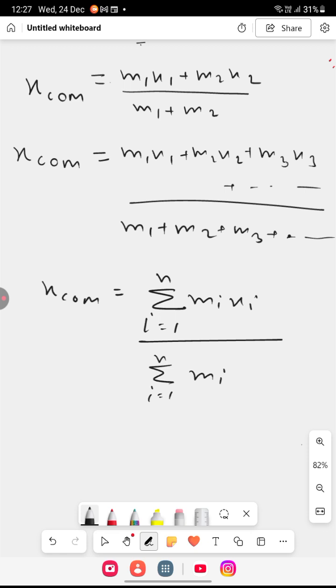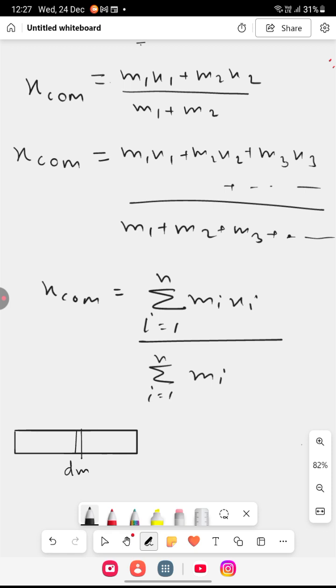Now we will find a formula when all the masses are in a continuous form. In that case, we have a body having continuous mass, and we will cut it into strips of small mass dm. A lot of small masses dm are contained in it, and then we will integrate and find the center of mass.